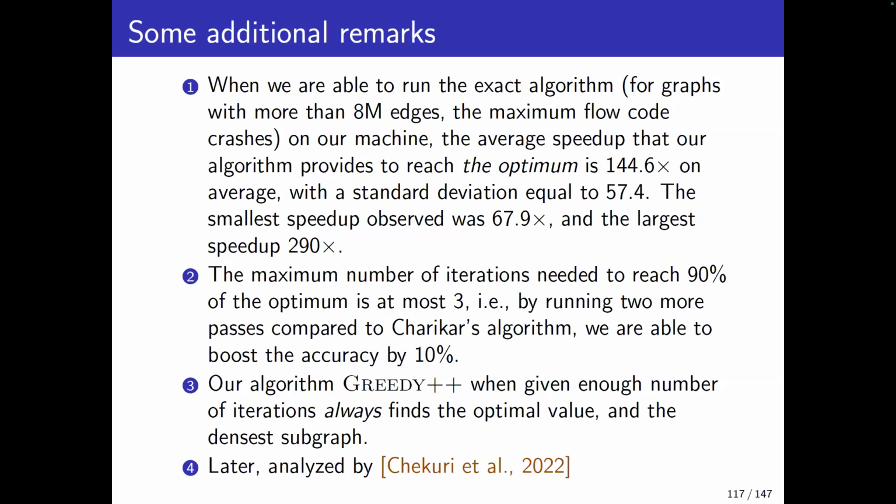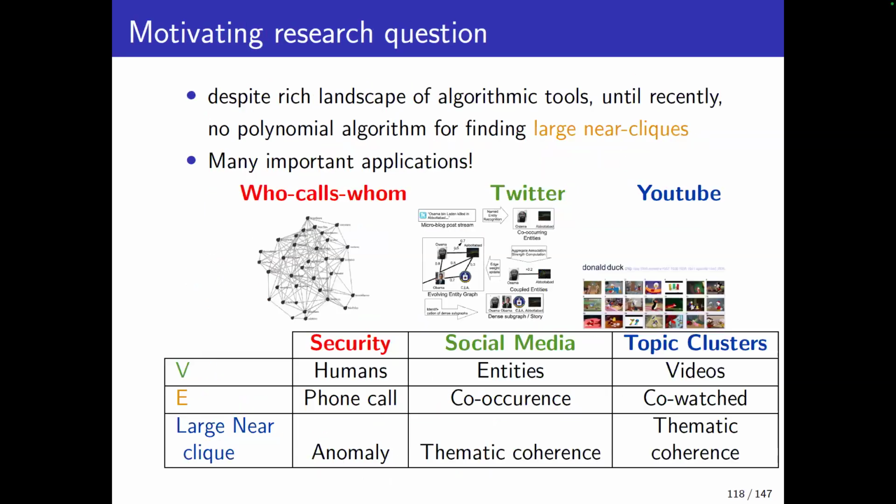Any questions so far? Now let me give another motivating question. This finds a dense subgraph, but in some cases you want to find large near cliques. For example, if you have a who-calls-whom network, for security reasons you may want to find a set of 30 people who all talk to each other, because they send a flagged anomaly in the system. Someone who talks with 29 other people, and they all talk to each other.